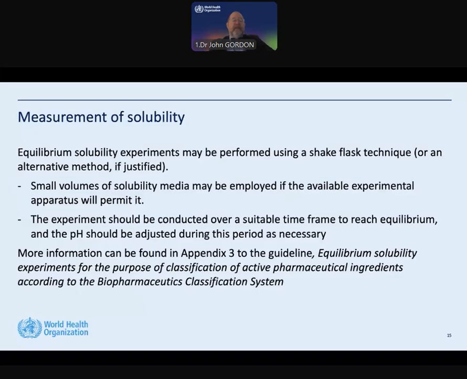And if you're conducting equilibrium solubility experiments, the experiment needs to be conducted over a suitable time frame to reach equilibrium, of course. And there's really no need for me to go into more details of that, but I should say that there's an appendix to the WHO guideline, Appendix 3, which discusses in some depth the conduct of equilibrium solubility experiments for the purpose of classifying APIs within the BCS. And I think that's a valuable tool for the guideline to provide to interested parties.